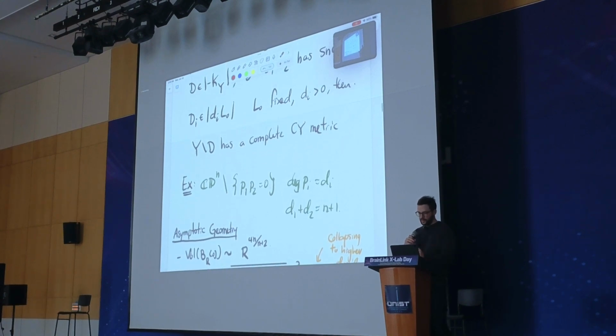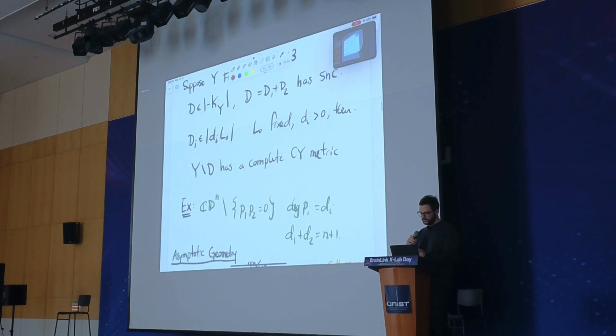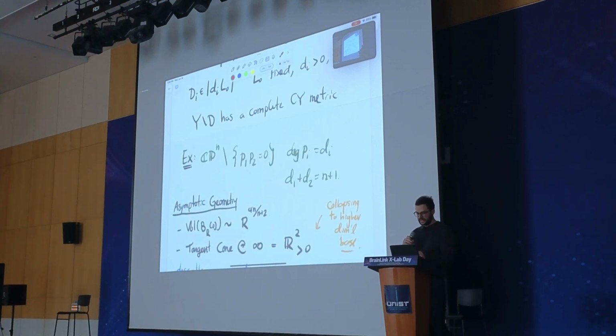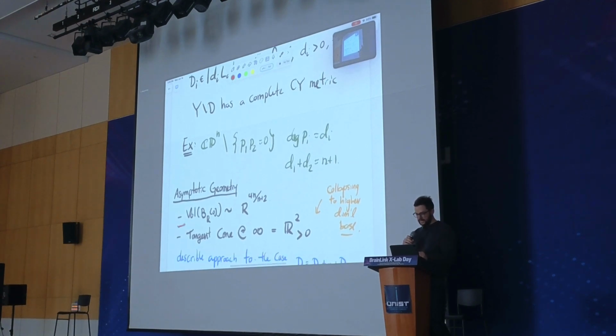So again, this has lots of examples. You take a generic product of 2 polynomials in CP^n whose degrees add up to n+1. Then this admits a complete Calabi-Yau metric. You can view this as a degeneration in some sense of the Tian-Yau metrics that I mentioned earlier, with the caveat that the asymptotic geometry is actually very different. In this case, again, you have odd volume growth, but differently odd. So 4n over n+2 is the volume growth rate. And the tangent cone at infinity in this case is now R^2 rather than R. So it's the positive orthant in R^2 rather than the positive half line.